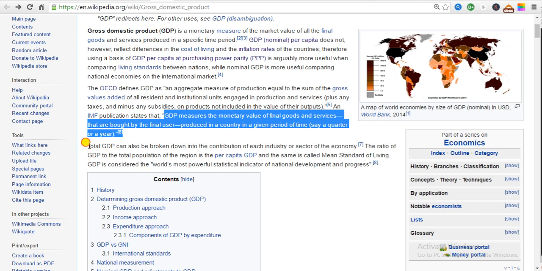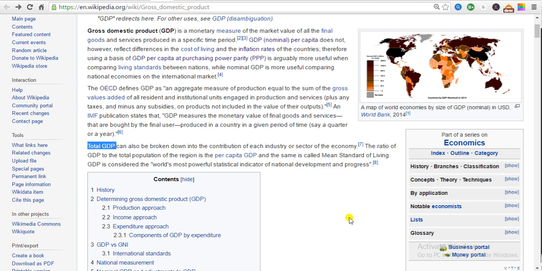Total GDP can also be broken down into the contribution of each industry or sector in the economy. The ratio of GDP to the total population of the region is the per capita GDP. Per capita, again, this is individuals in a place. So the ratio of GDP, the production, to the population shows you the per capita. It's also important to understand that when a country has a per capita GDP that's high, it does not mean that everyone in the population has the same amount of money.